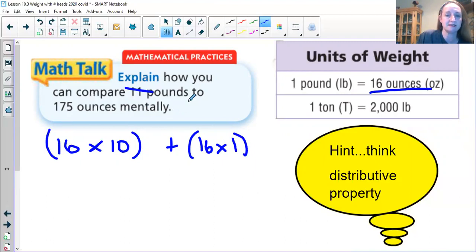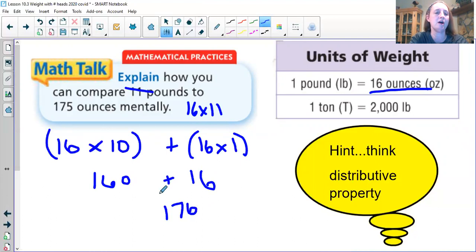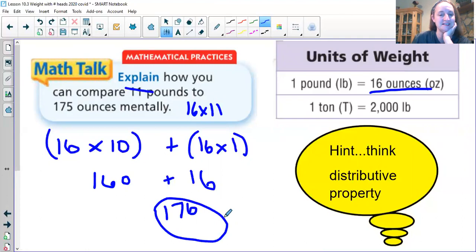So I'm going to share that 16 with the 10 and the 1. Okay, now I can mentally do this. That's 160. And over here we have 16. Now if you do 160 plus 16 in your head, you should get 176. So which is greater, 11 pounds or 175 ounces? If you said 11 pounds, you're right. It's actually greater by just 1 ounce. And we proved it right here, 176 ounces. All right, let's go to our next slide.